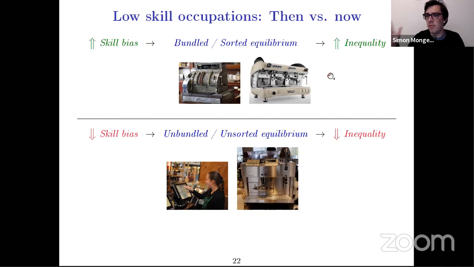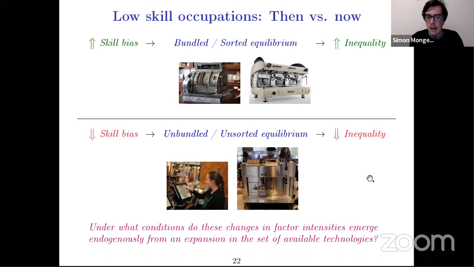These inframarginal rents get dissipated as these technologies become more similar. The skill bias of the technologies kind of flattens out. You move to this kind of unbundled, unsorted equilibrium, and within occupation inequality falls. In the last 5 minutes, I'm going to try to understand under what conditions do these changes in factor intensities emerge endogenously from an expansion in the set of available technologies, right? The Starbucks coffee machines weren't available at some point in time. When they become available, are they adopted?